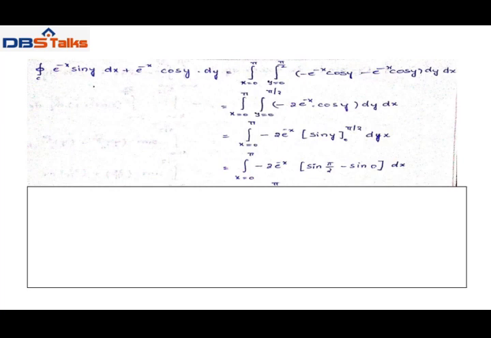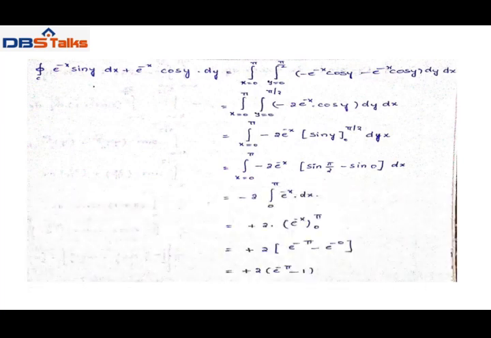That equals minus 2 into the integral of e^(-x) from 0 to π. The integration of e^(-x) is e^(-x) by minus 1, with the limits 0 to π. That equals minus minus plus 2, upper limit is π, lower limit is 0. So e^(-π) minus e^(-0). e^(-0) is 1. That equals 2 into (e^(-π) minus 1).